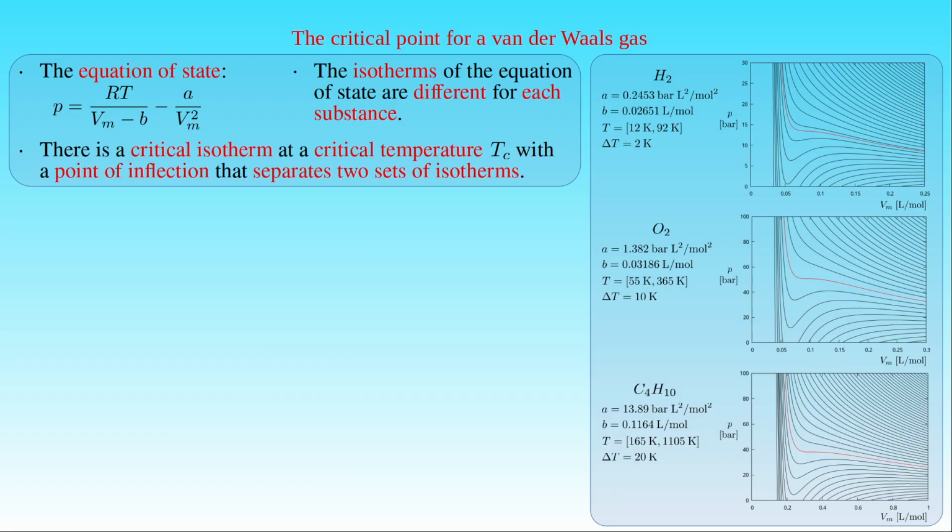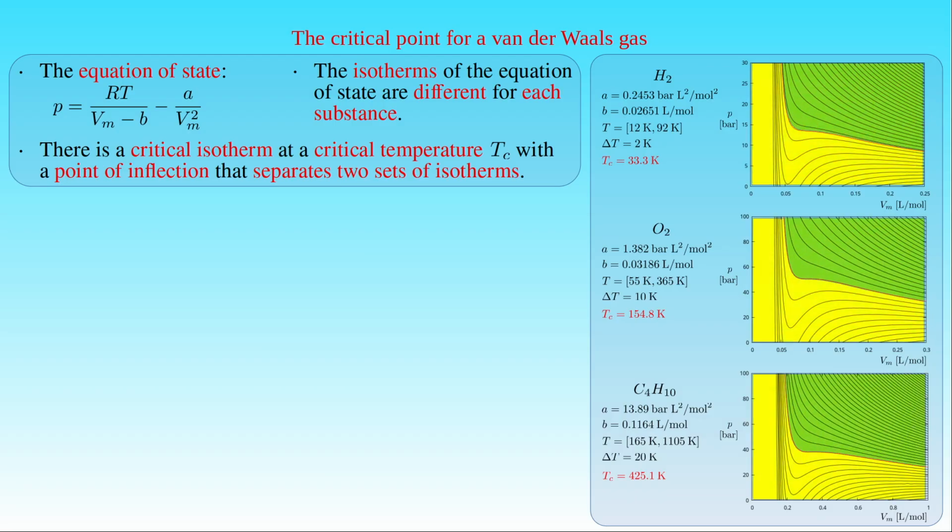This critical isotherm at a critical temperature Tc has one point of inflection which is called the critical point of the van der Waals gas. The critical temperature is 33.3 Kelvin for hydrogen, 154.8 Kelvin for oxygen, and 425.1 Kelvin for butane.